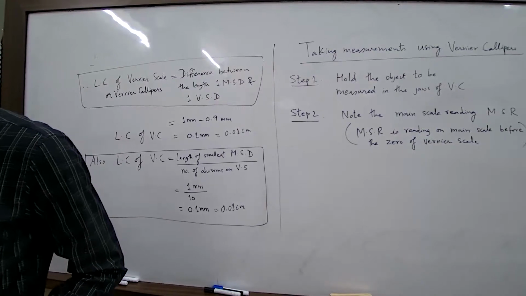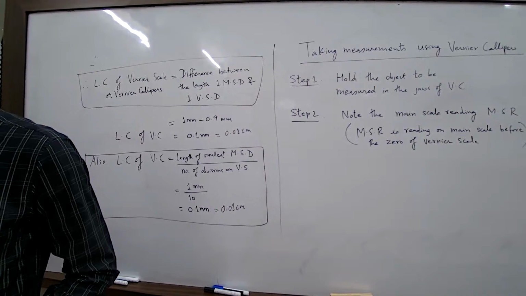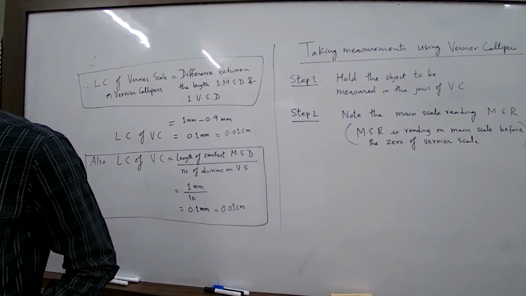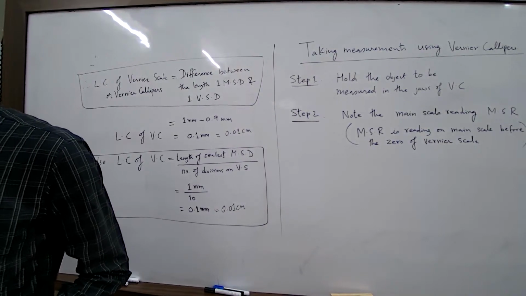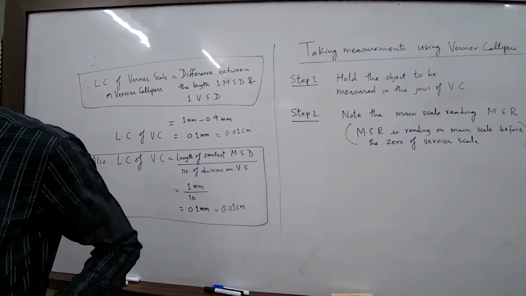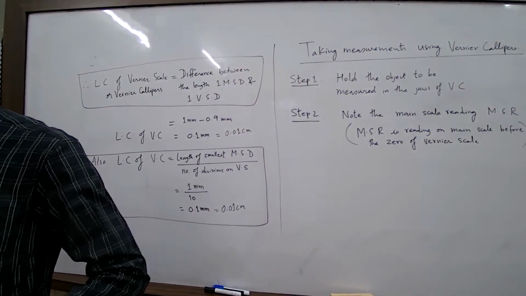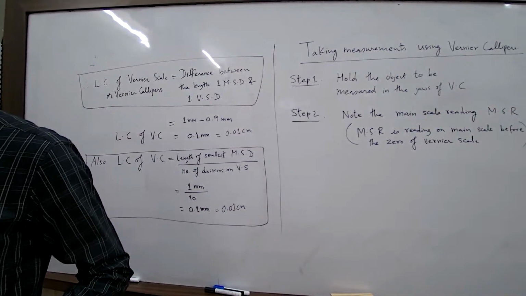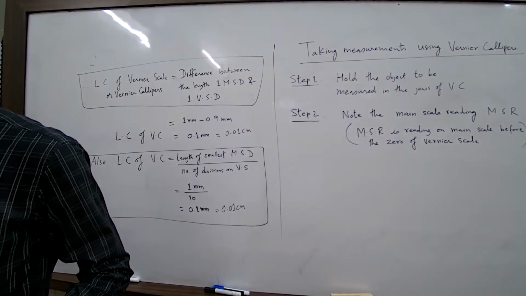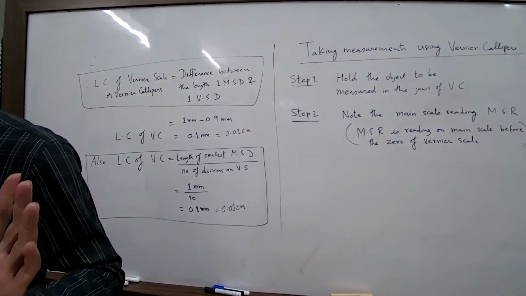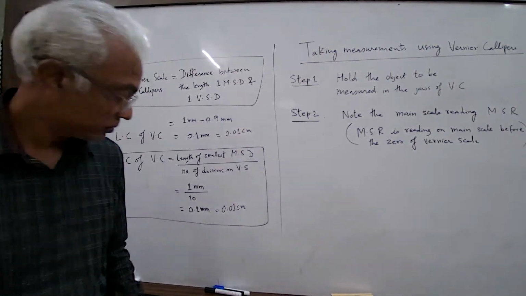Look in the diagram. The scale below that you see is the main scale, the bigger one. And this 0 to 10 is the vernier scale. It is a schematic diagram, not an exact vernier scale, just to explain the logic. Now where is the 0? The 0 of the vernier is here, and on the main scale it is lying after 1.2. So what is the main scale reading? 1.2 centimeter. So the main scale reading is 1.2 centimeter.